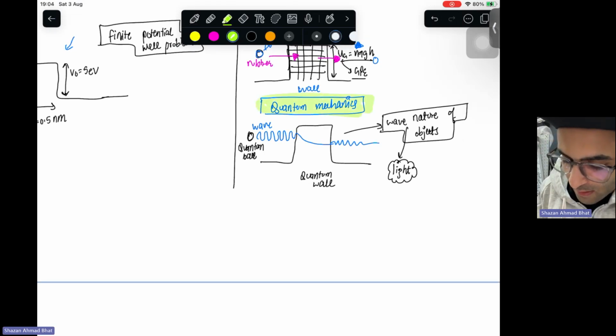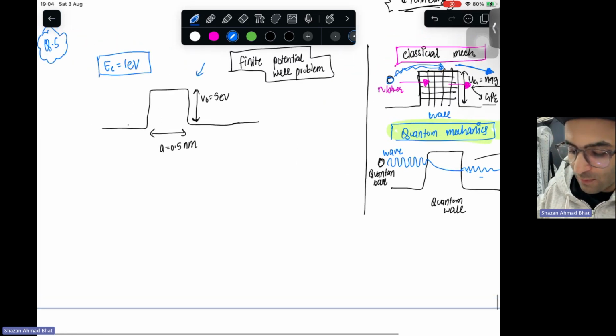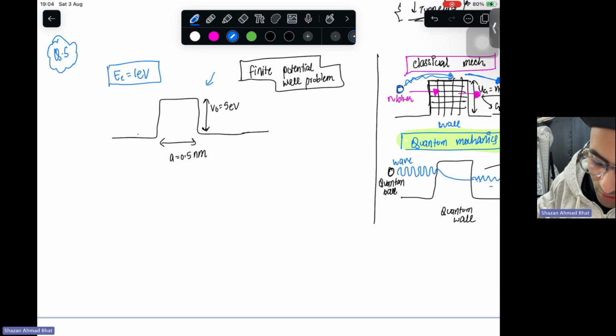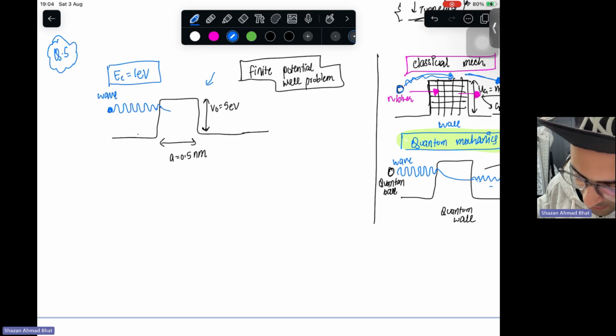So a ball is treated as a wave, and it tunnels inside the wall and appears on the other side. Now, how do we get to this problem? And what is the scenario? So you treat the electron as a wave here, and the wave is a plane wave. It hits this wall, tunnels inside this wall and appears on the other side. Let's call this region 1, region 2, region 3.